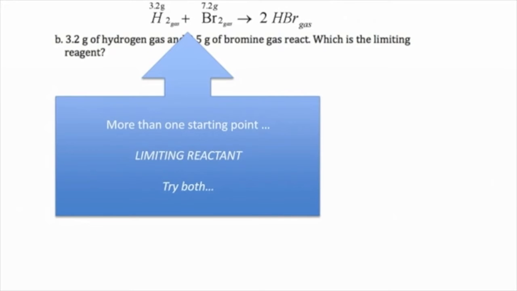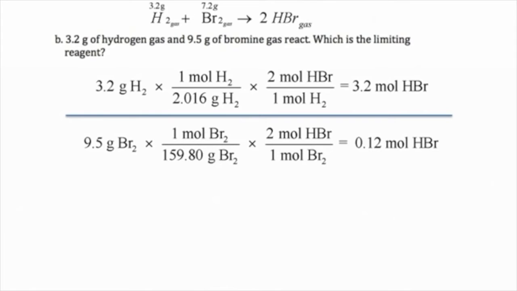Notice that there are 2 starting points in the second part of this problem. We're starting with 3.2 grams of hydrogen and 7.2 grams of bromine. If you have more than one starting point, it's an indication that you have a limiting reactant problem. One strategy to solving a limiting reactant problem is to try both starting points to calculate how many moles of product could be produced. So when you have 2 starting points, try them both.